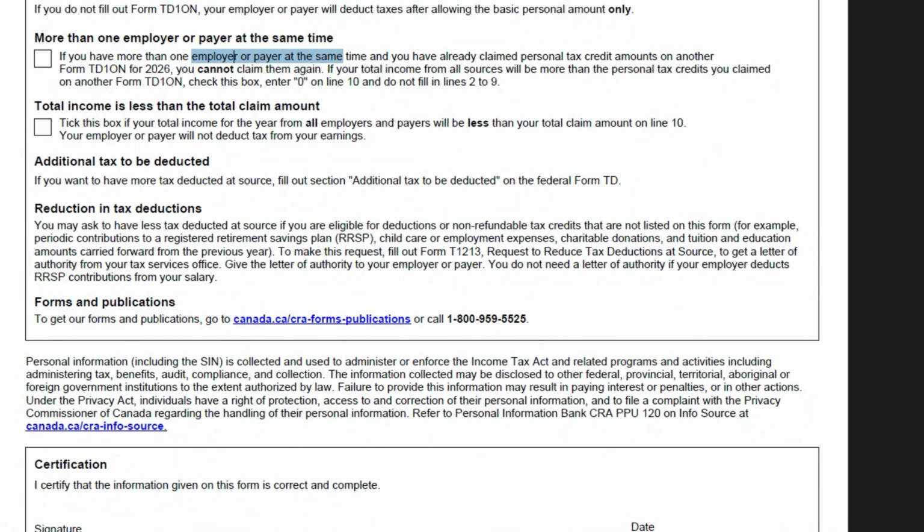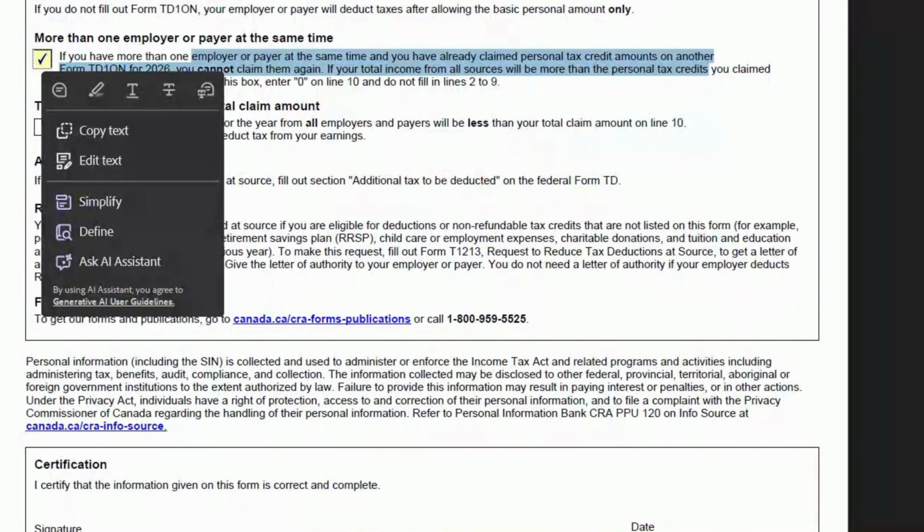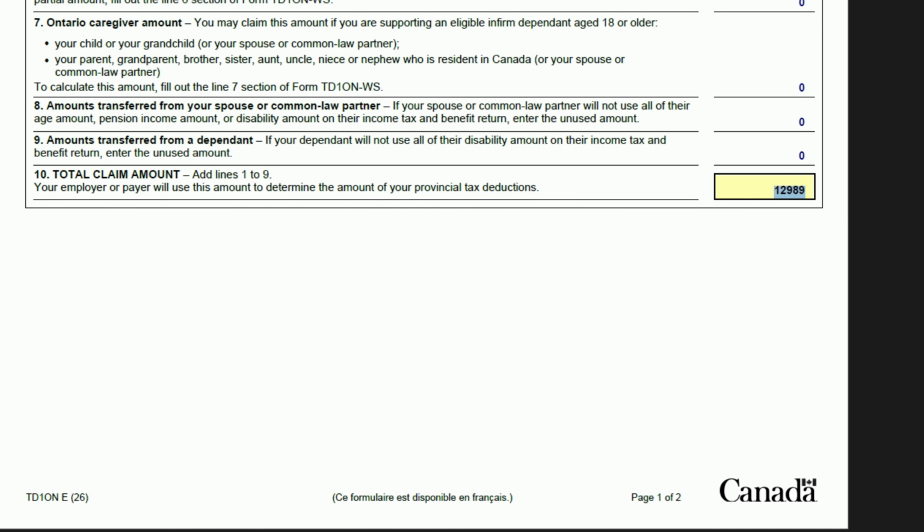I am entering 0 here, and then in line 10, total claim amount, you will add line 1 to 9. Whatever the amount you see here, everything gets added and the total comes here. In my case, it is 12,898, which comes as total. So this part is done.